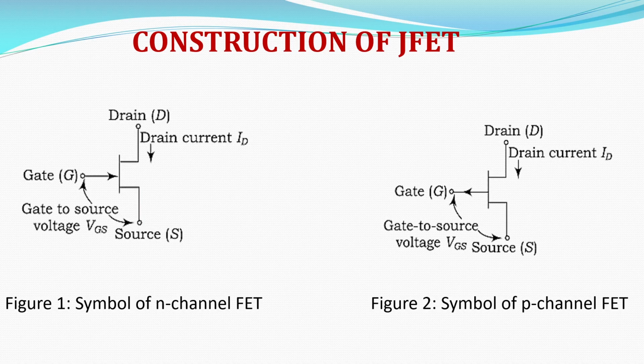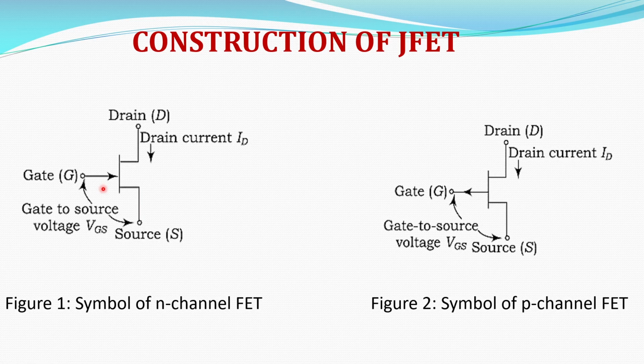And next one, construction of JFET. Based on the construction, it is classified into N channel and P channel. Here the direction of the current is shown, and here it represents from gate to source. The arrow mark in the symbol representation is the difference between the N channel and P channel FET.